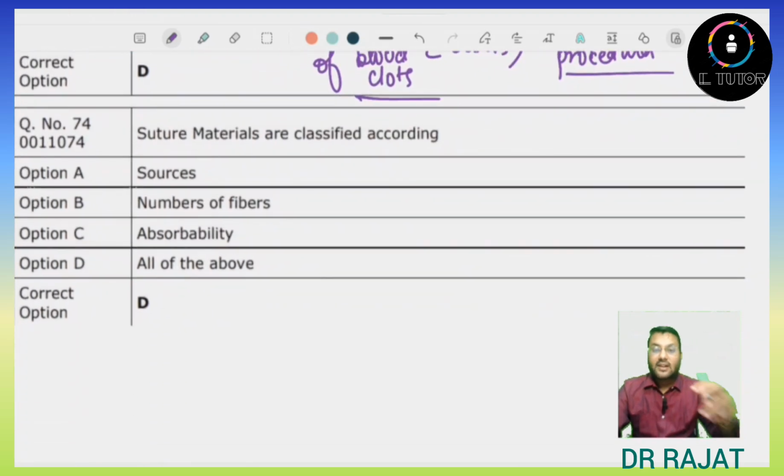So suture materials are classified according to sources, whether they are natural or artificial, number of fibers, monofilament or polyfilament, and absorbability, which means whether they are absorbable or not absorbable. So answer will be option number D, all of the above. All are the criteria for choosing a suture material.